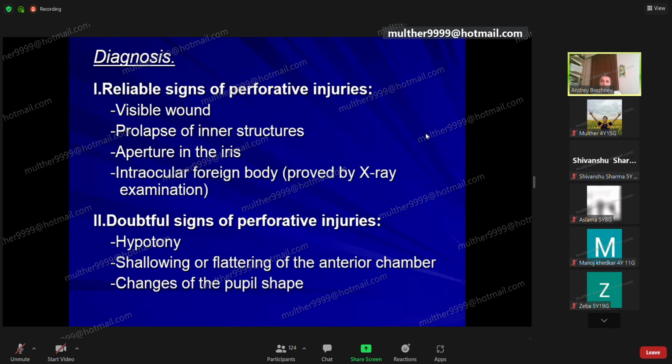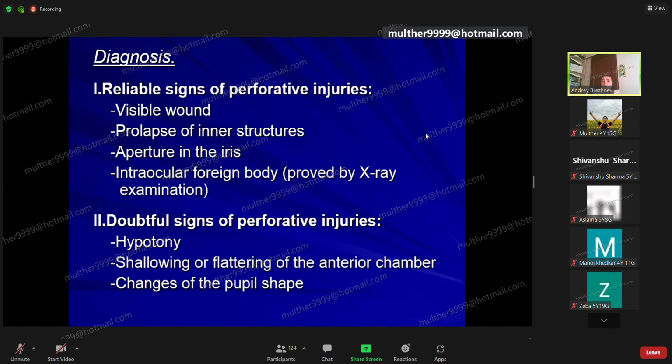Prolapse of inner structures. If you can see the prolapse even through a small wound, of course it's a perforative injury. Sometimes we examine the eyeball but can't see any perforation, any wounds, but we can see an aperture in the iris. Of course, it's the result of the previous perforation. The superficial layers may close the wound due to the connection of the different tissues, but if we can see the perforation, we can suppose that maybe there is even a foreign body inside the eyeball, which we have to remove.